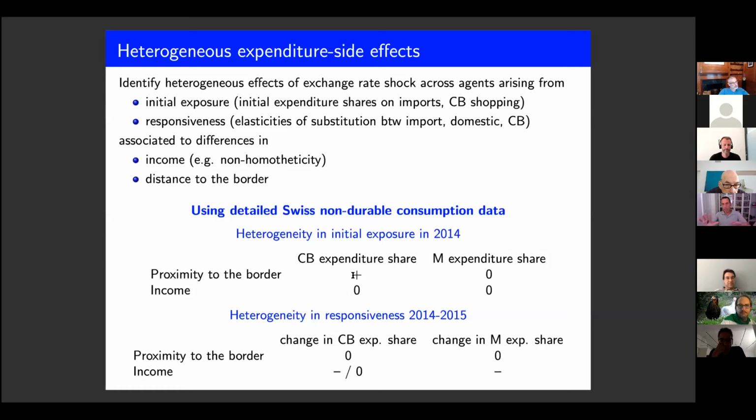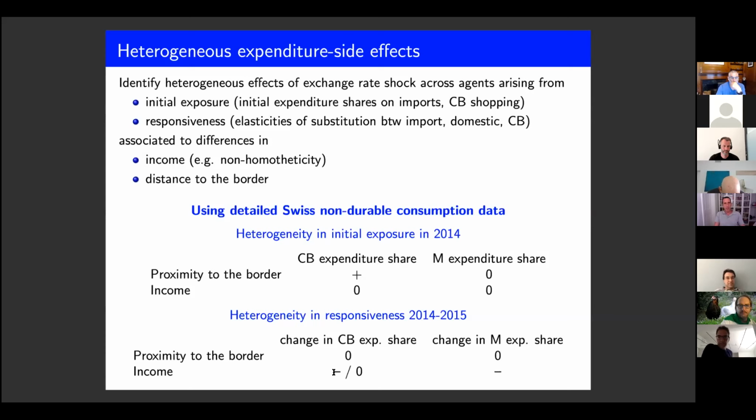So we're going to have a price shock that is going to have different implications according to how close you are to the border. In terms of the elasticities or the responses, we find that the elasticities do not vary much by proximity to the border, but the elasticities do vary systematically with income. In particular, we find that richer, higher income households substitute less between imports and domestic, although it depends on the horizon. That's why I have a minus or a zero. It's not that robust to the horizon. But at least for the first few months, they also substitute less between cross-border and domestic expenditures with higher income.